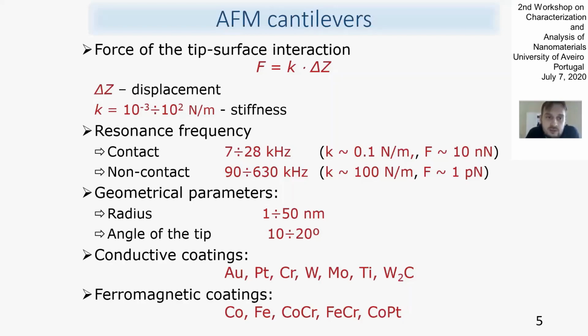We also have resonance frequencies, which are also very important, because the position of the contact or non-contact resonance can be used to amplify the electromechanical signal, and thus to improve the sensitivity of the methods. We also have parameters such as the radius of the tip and the angle of the tip, and we can also cover the tip with different kinds of coatings. It's important: if you want to do electrical measurements, you should deposit some metals, or if you do magnetic measurements, you should deposit some ferromagnetic coating.